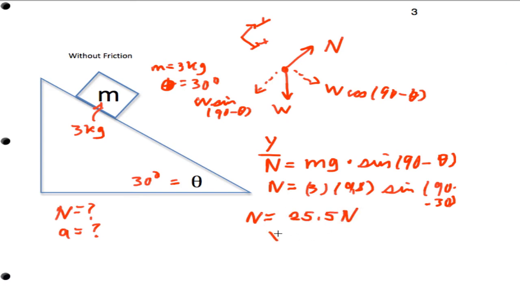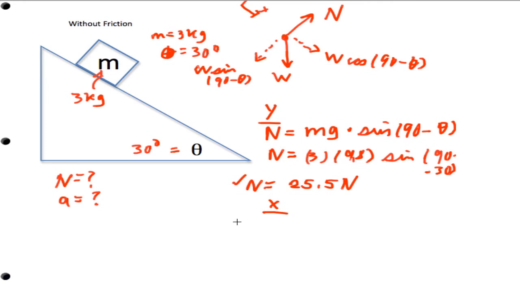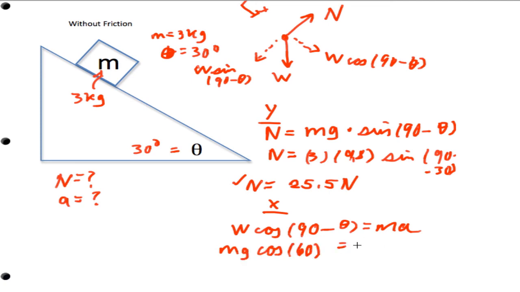And in the x direction, well, that's actually one of the things we wanted to find. In the x direction, we're going to set up the second law, or Newton's second law, which says the sum of the forces is the mass times the acceleration when the forces are unbalanced. And in this case, that's w times the cosine of 90 minus theta equals ma. And so that's going to be mg times the cosine of 60 equals ma.